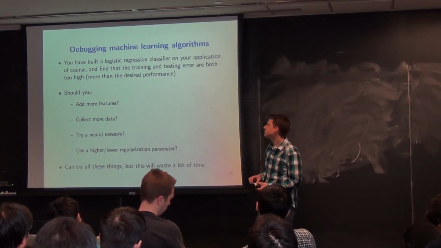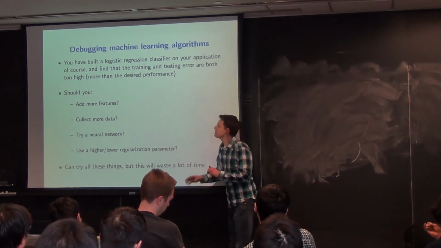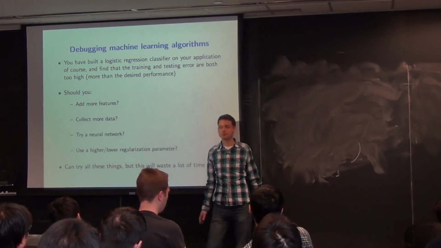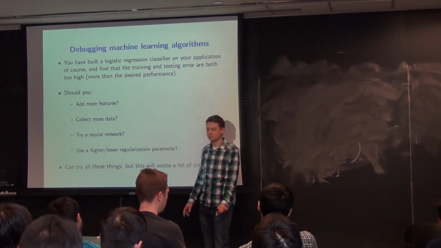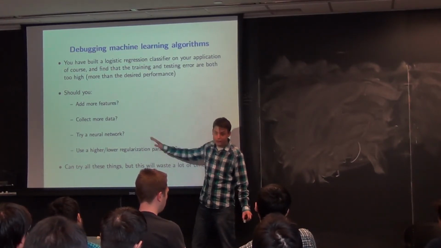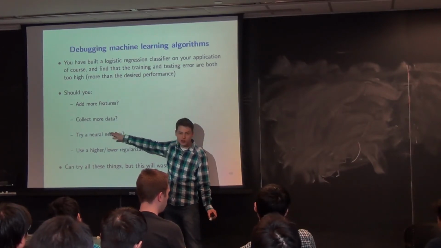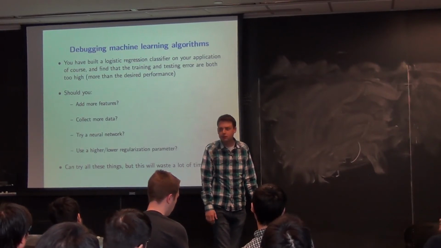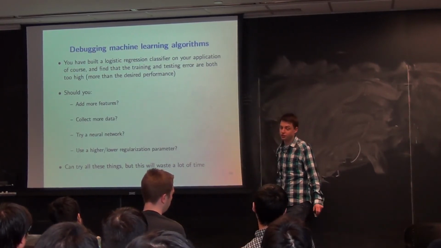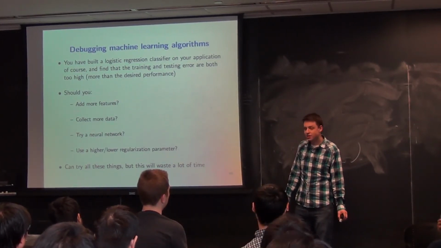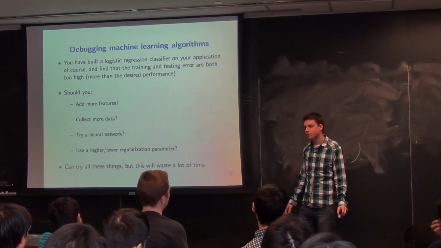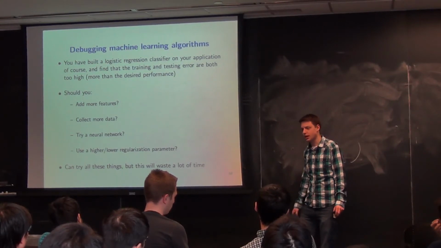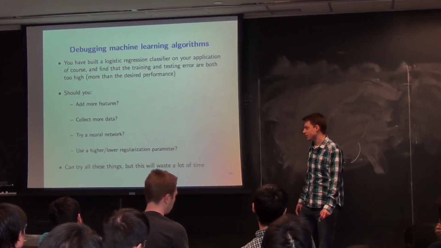What should you do? Just in this case, we're saying that both the training and testing error are too high. What should you do? Should you add more features, collect more data, try a different method, try a neural network, use a higher or lower regularization parameter? You could do all those things, right? And it's very common for people to just essentially try all of them. We'll try everything and see what works. And that can work sometimes, but you will waste a lot of time doing it.